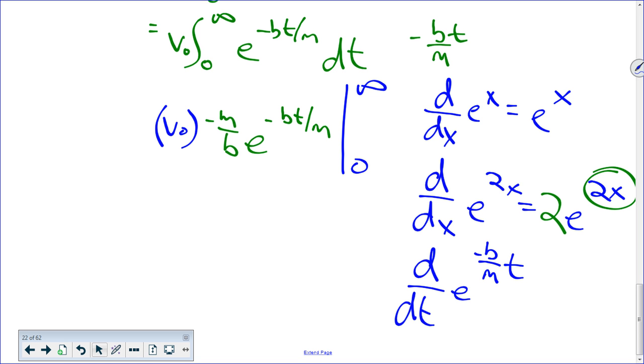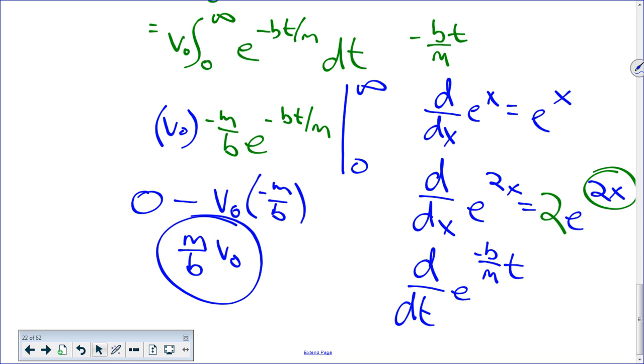So, e to the negative infinity, what's anything to the negative infinity? Approaching 0. E to the negative infinity is the same as 1 over e to the infinity. Almost zero. So it's 0, right? It's a limit. Good? So you get 0 minus. Now I have to put 0 in. What's e to the 0? E to the 0 is 1, times v naught times negative m over b. The negatives cancel, and you get m over b times v naught. And that's your answer.